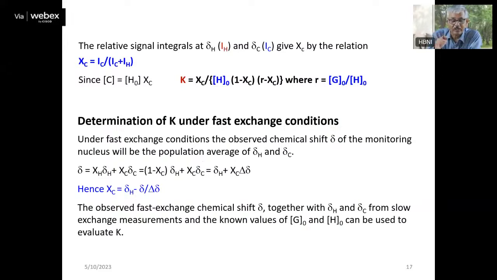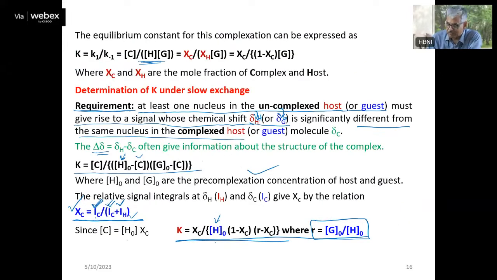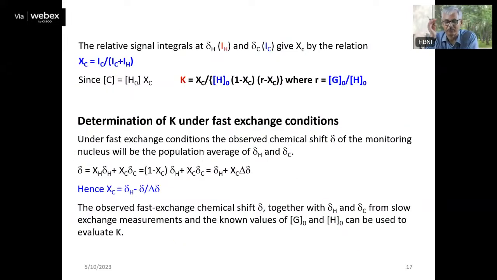So you got these things when the process is slow, under the slow exchange regime. We want to find out the same thing under the fast exchange regime, so let us see how we can utilize this. These informations you got from the slow exchange regime. Let us see what information we can get from the fast exchange regime.